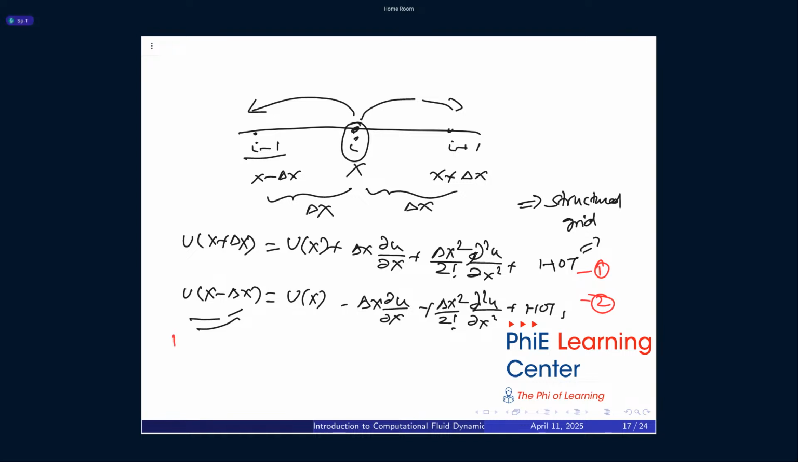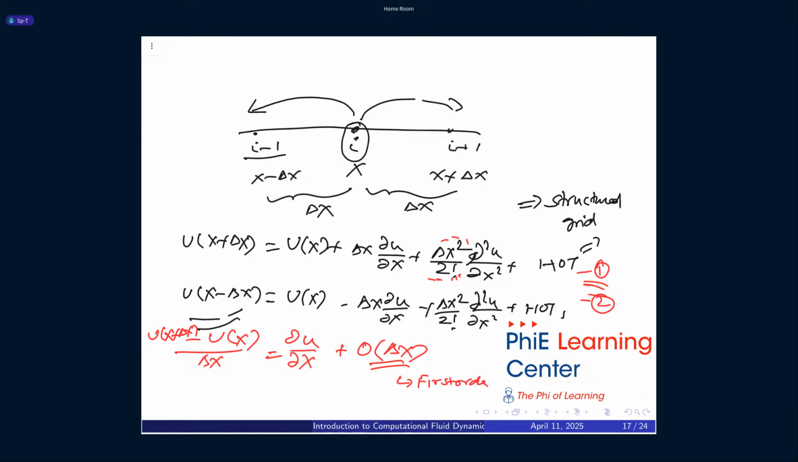If I subtract u of x from 1 and divide it by delta x, I'll simply have dou u by dou x plus the higher order terms, order of, let's say, delta x. Because when you divide the whole equation by delta x, the first higher term will be a delta x. So that's why this is a first order approximating scheme.